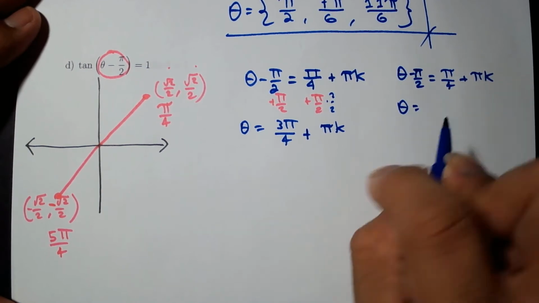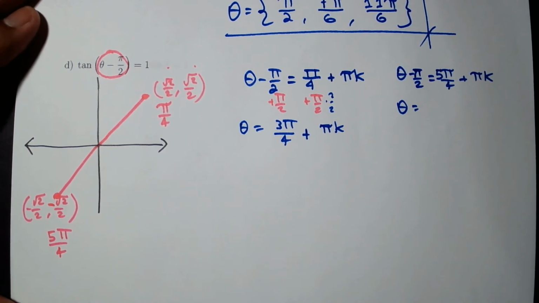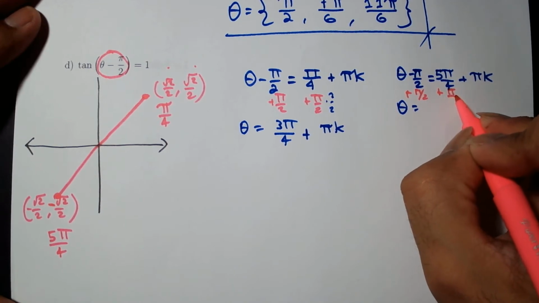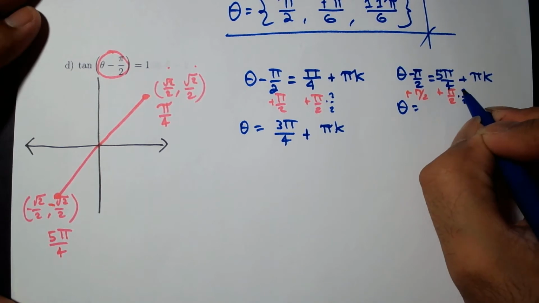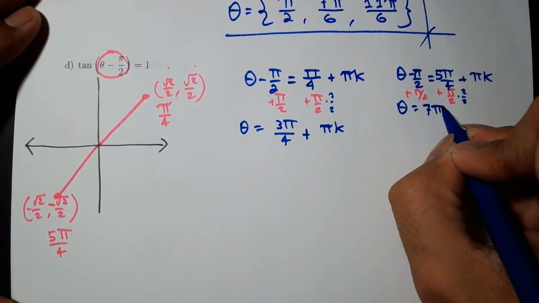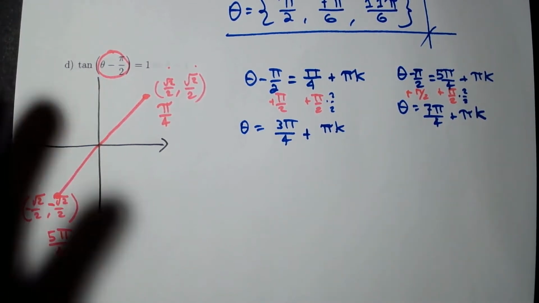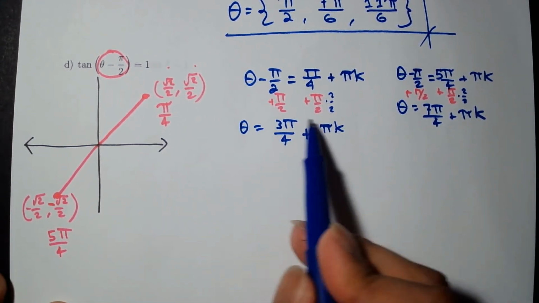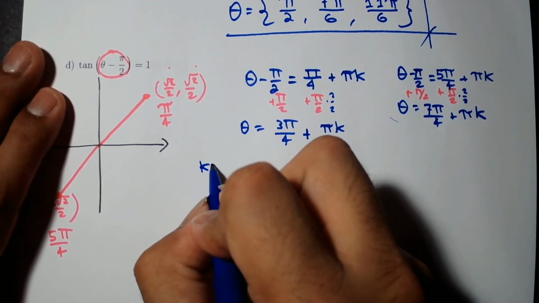And theta will be, if I add just the same way I did it, 5 pi over 4 plus pi over 2. The LCD is 4, so 2 plus 5 is 7 pi over 4 plus pi k. All right, so that seems to be the exercise. That seems to be the two general formulas, right? General formulas.